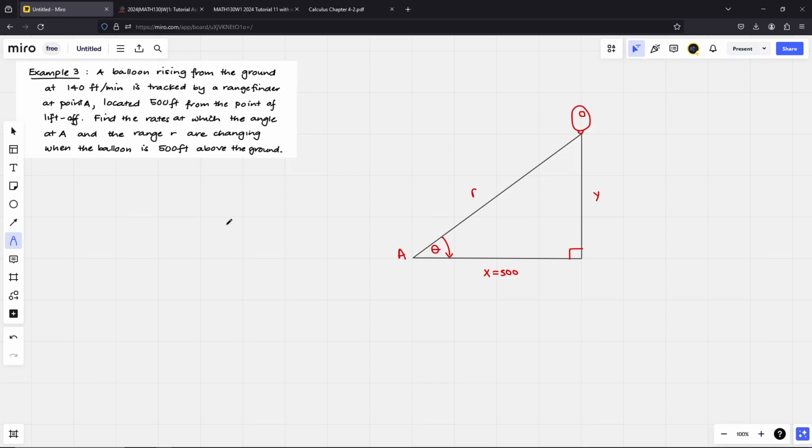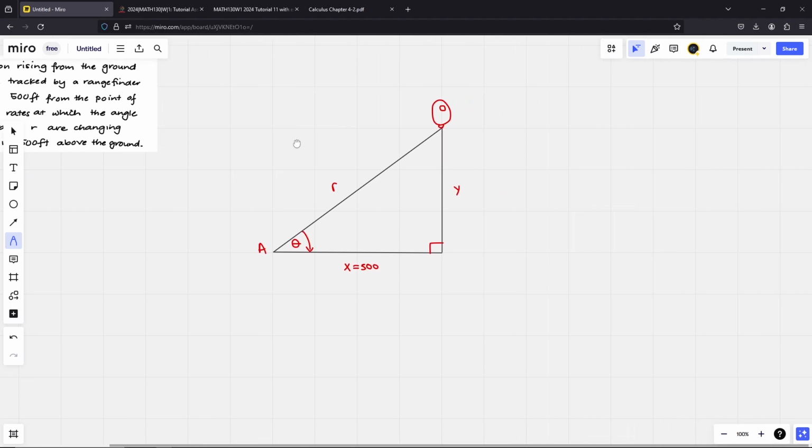Okay, so today we have a related rates problem from the Calculus Chapter 4 notes, and I've already drawn the diagram, and I'm going to explain each and every bit of information as we go through it, as always. It says a balloon rising from the ground at 140 feet per minute. So let's think about a balloon rising above the ground. I have my ground denoted by x, and the balloon rising above the ground denoted by y.